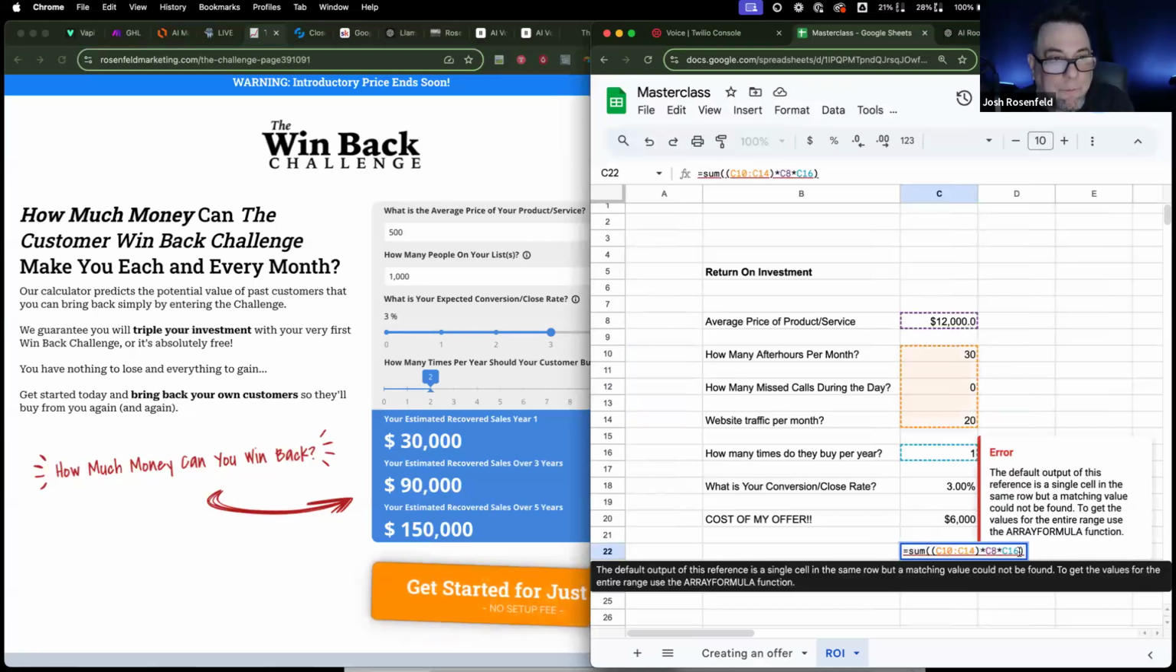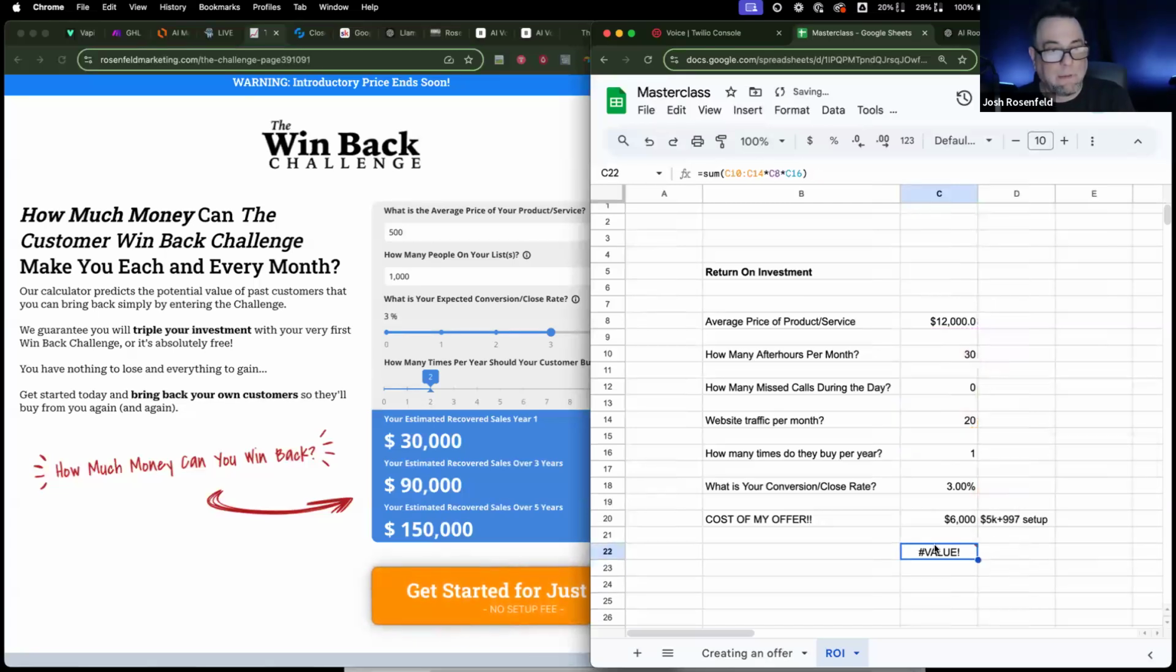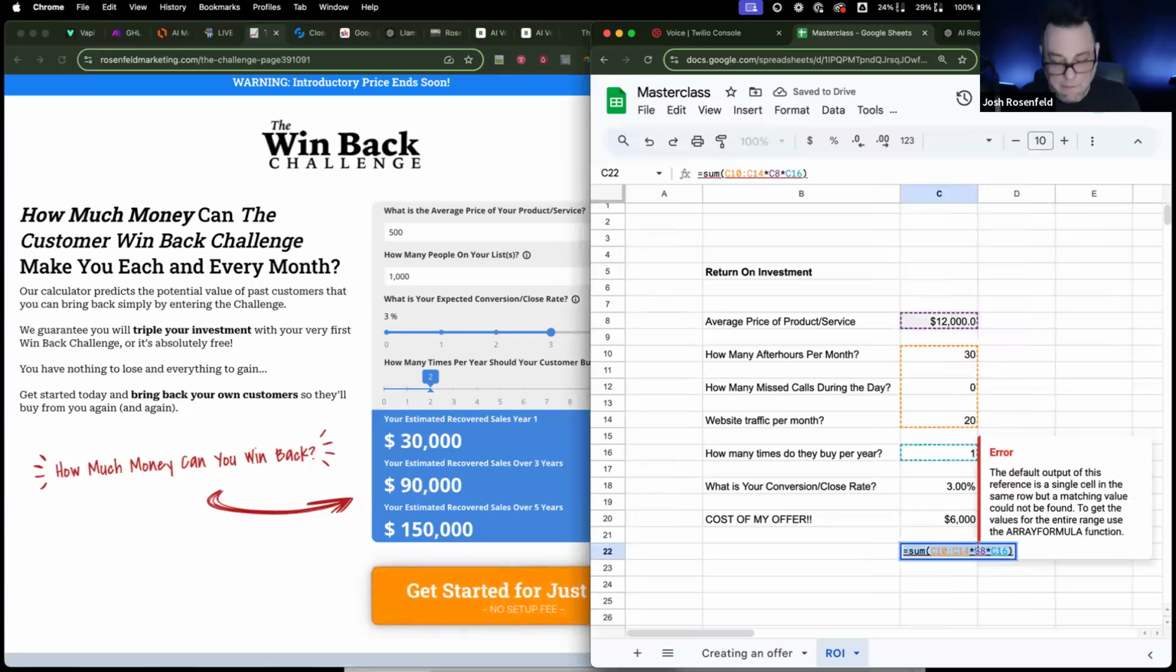What am I doing wrong here? Oh, sorry. Why is that wrong? Like an idiot. Equal sum this.